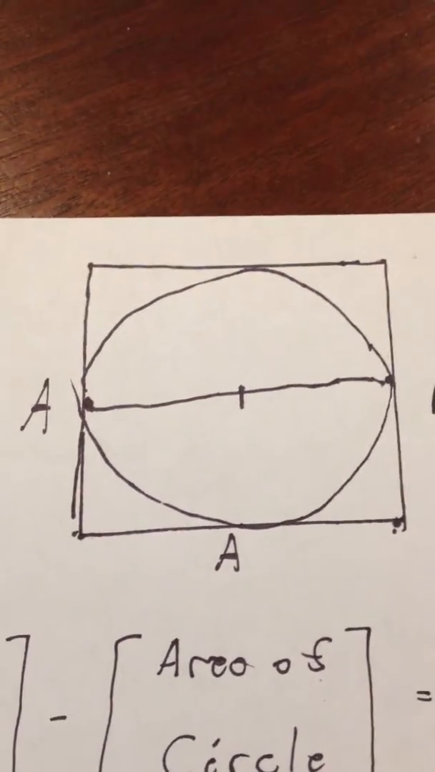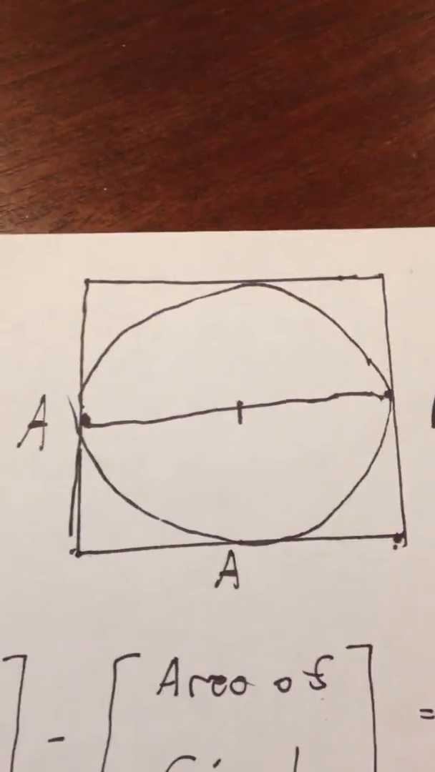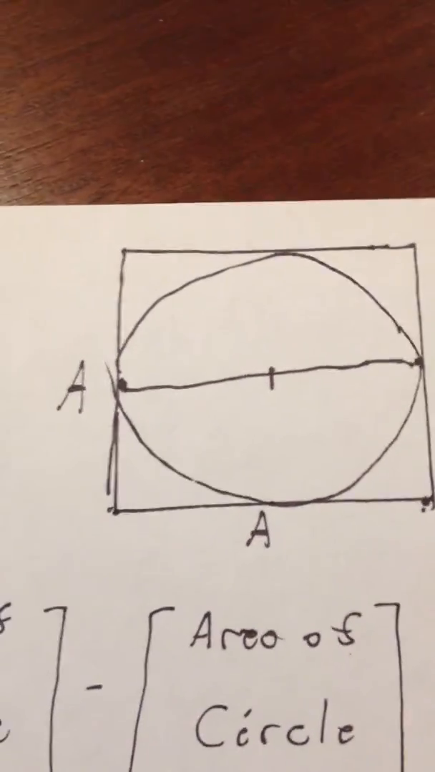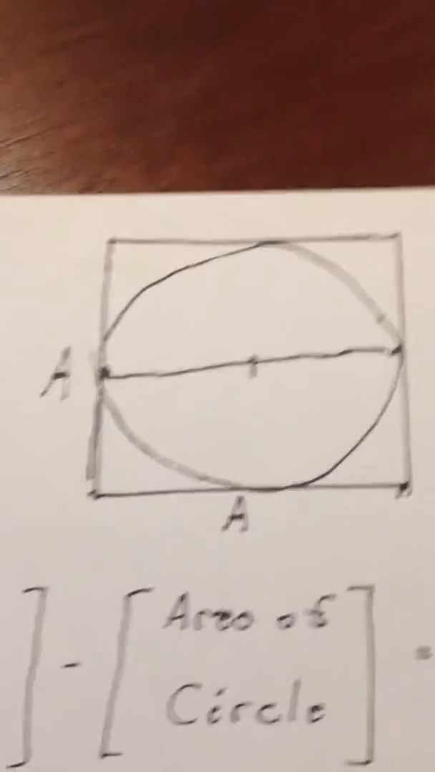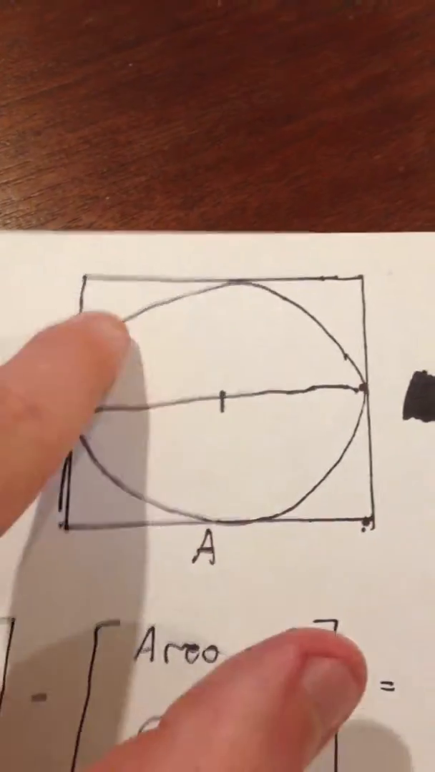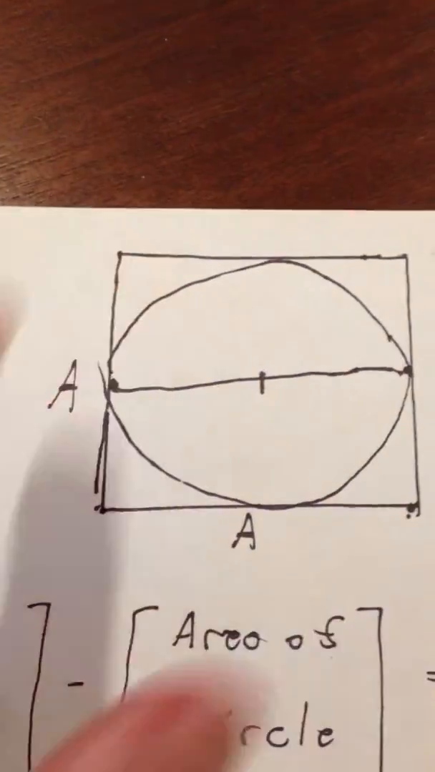Hi guys, welcome. I'm going to be quickly going over this classic problem of I have a square, I've got a circle inside of it. How do I find the area of the error? And by error, I'm referring to these four shaded, unshaded regions right here in the corners.